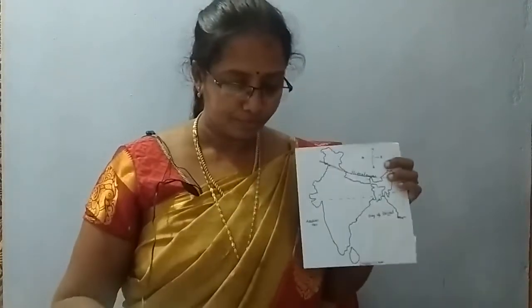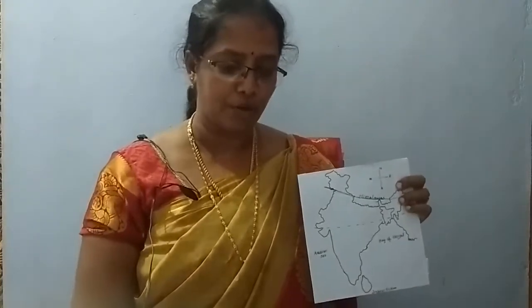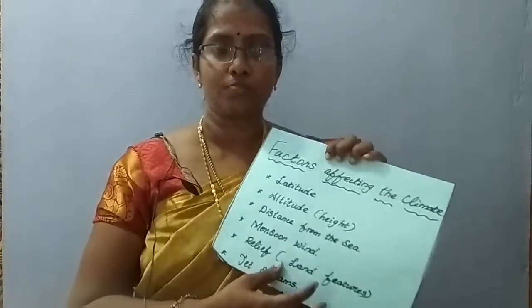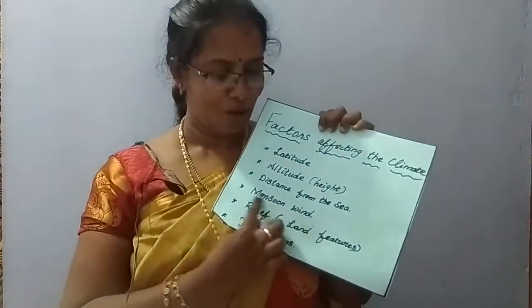The next one, what is given in your book, you can check it: monsoon wind. What is the meaning of monsoon wind? It affects the climate of India. Here, in your book, they are telling that these are seasonal reversal winds. Seasonal reversal wind means that it blows according to the seasons.